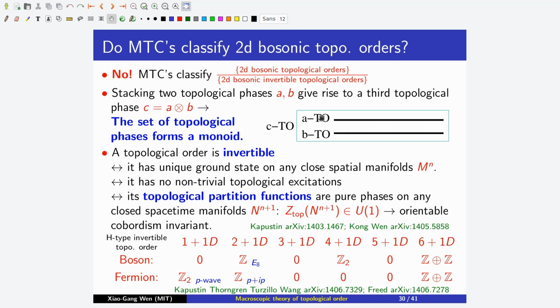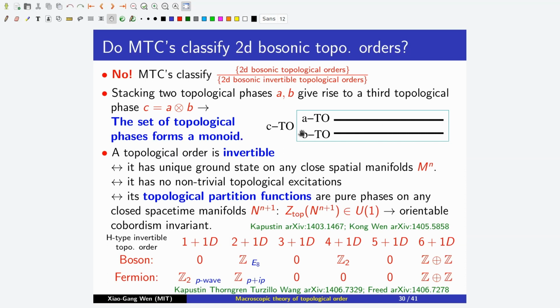This invertible topological order is basically given by stacking. When you stack two topological orders together, you get a third topological order. This stacking operation is called a monoid: two things stacked give you a third thing. And they're associative: stack one and two first, then three, or two and three first, then one. That's a monoid. A monoid is actually like a group, except we do not assume there's an inversion. Everything else is the same as a group. So topological orders with the stacking operation form a monoid.